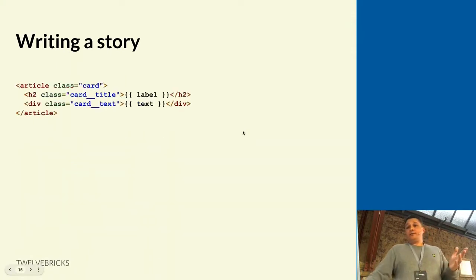And your basic Twig file can look something like this. So you just have an article with an H2 element that provides a label, then you have a div that renders text.